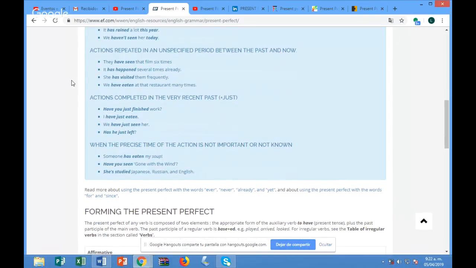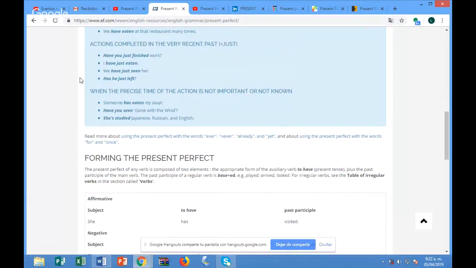Action repeated in a specific period between the past and now. They have seen that film 6 times. It has happened several times already. She has visited them frequently. We have eaten at the restaurant many times. So the actions are repeated. 6 times, several times, frequently, many times, okay? So we can use also these kind of words with the present perfect.